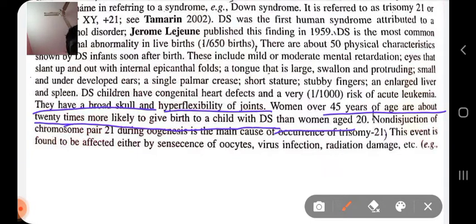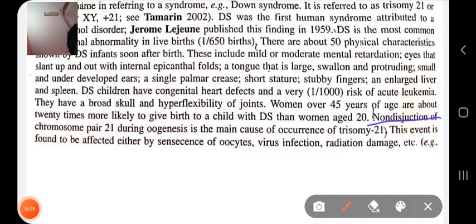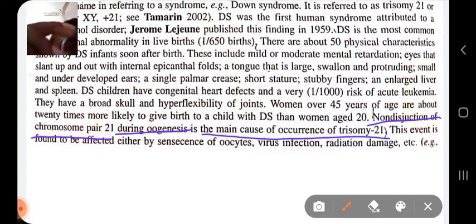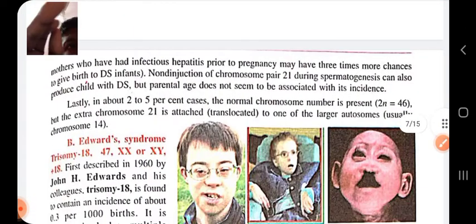The main cause of Down syndrome is non-disjunction, improper separation of chromosome number 21 during oogenesis. You know about oogenesis, the development of the oocyte from the primary oogonia, which is the main cause of the occurrence of trisomy 21. If oogenesis does not occur properly, it leads to this type of trisomy 21. This is an example of trisomy. Other examples are also there.